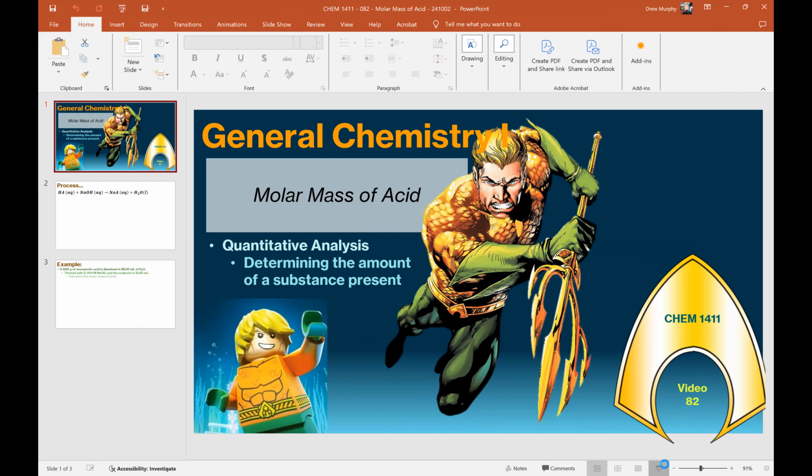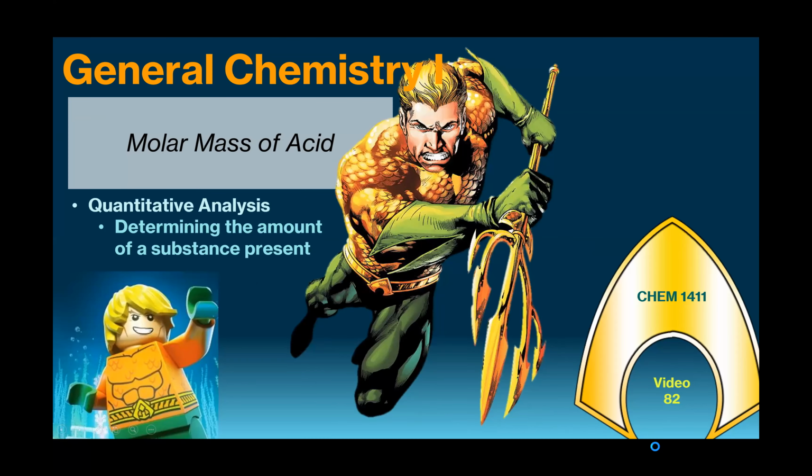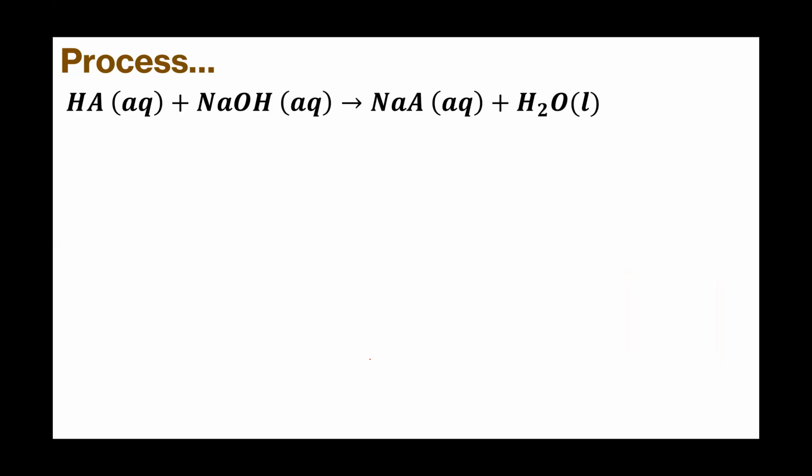Okay, in this video, this is a variation on a theme. This is something else we can do with an acid-base titration, and that's determine the molar mass of an acid. Remember that molar mass is equal to grams of whatever we have divided by moles of the same sample. So how this is going to work is you have some sort of unknown acid.